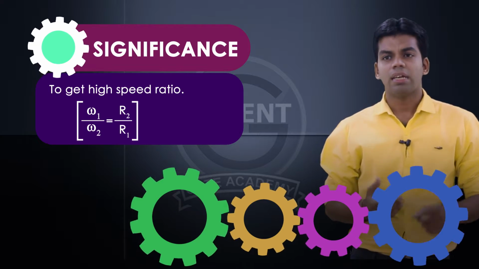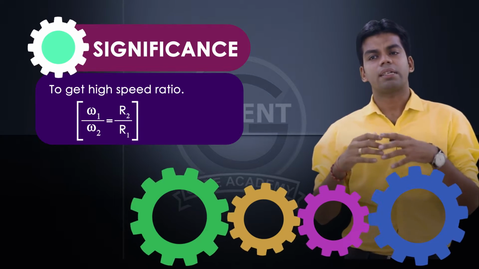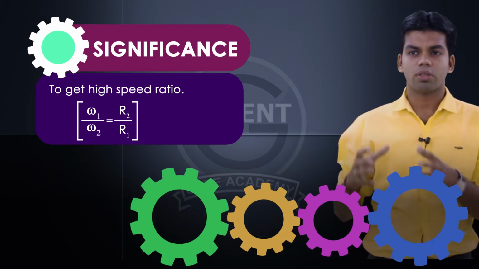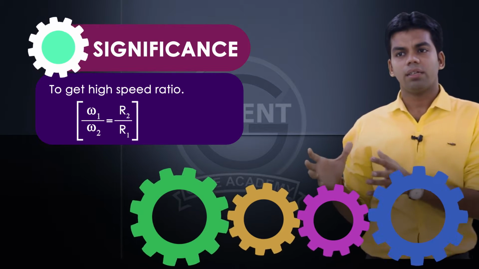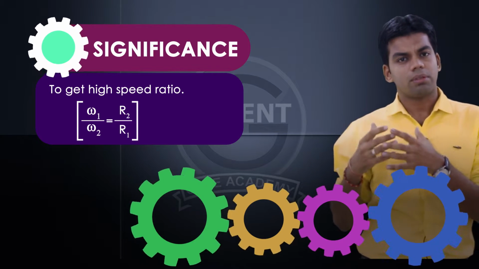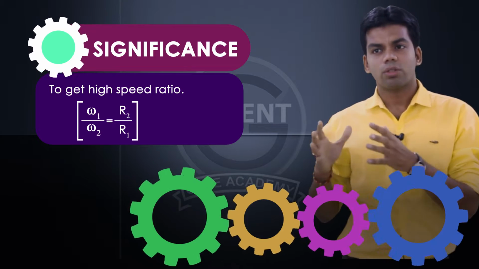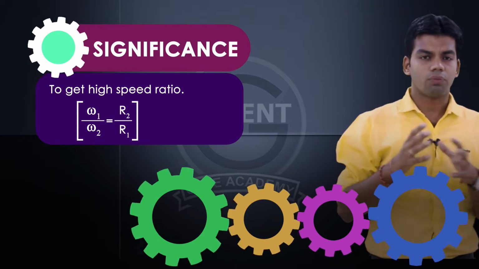That is the first thing. Second thing, when you want more speed reduction ratio, because in a pair of gears, in one gear you can have limited speed reduction only. So when you are using a combination of gears, obviously the speed reduction ratio can be increased.